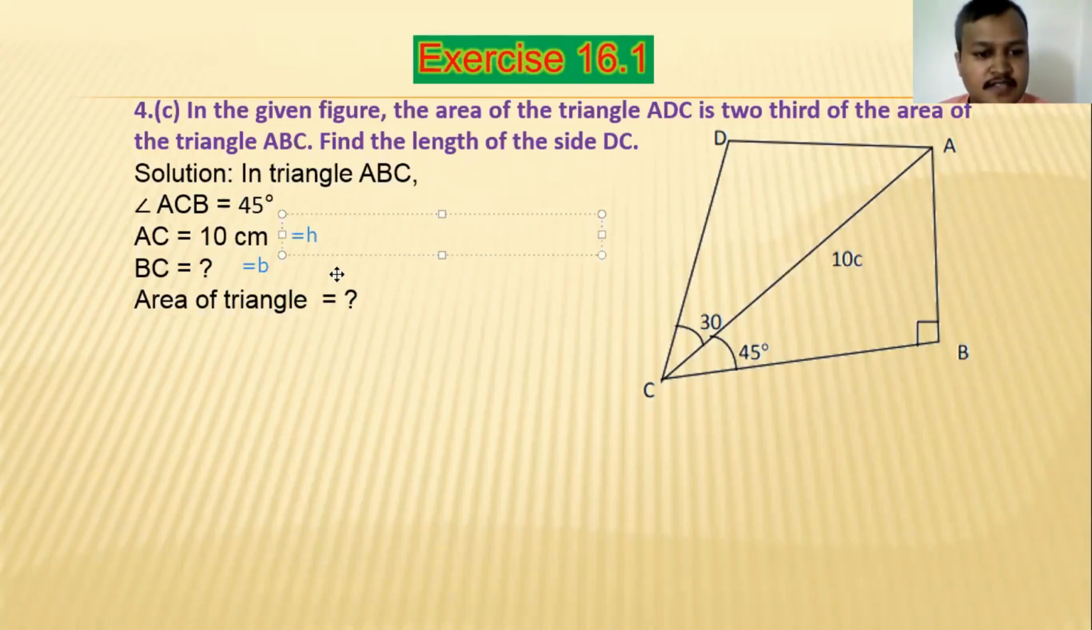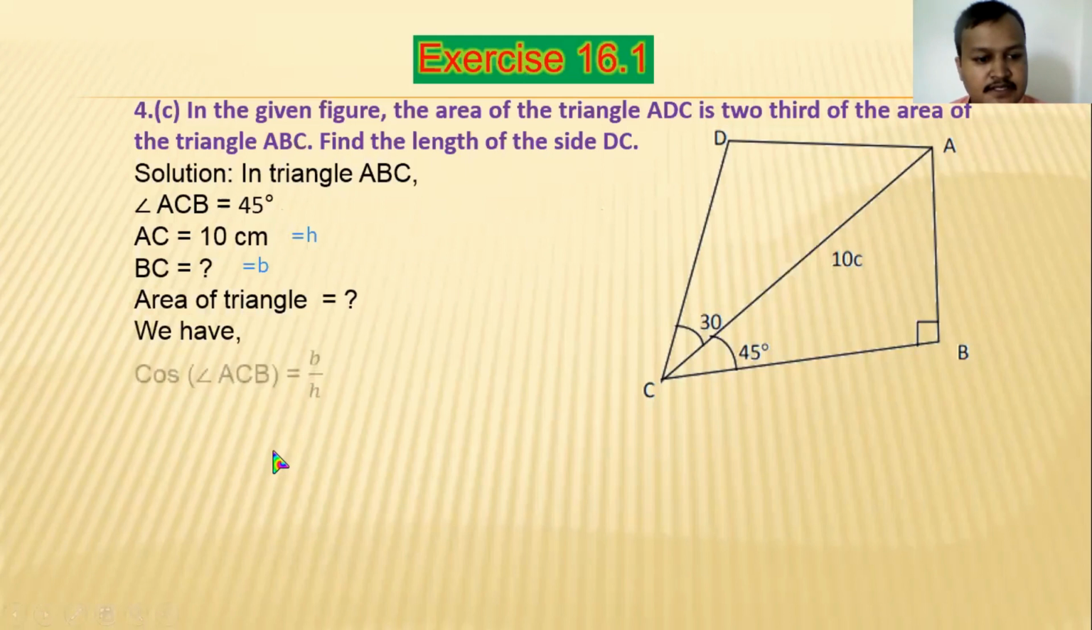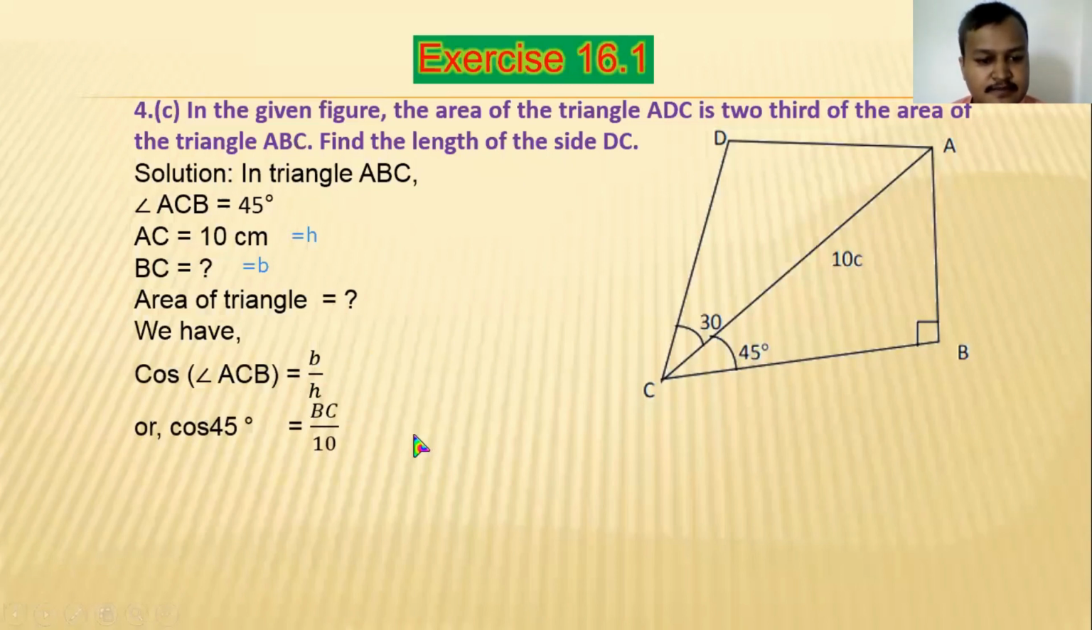The three trigonometric ratios: sin theta is equal to P by H, cos theta is equal to B by H, tan theta is equal to P by B. Out of these, which one do we have to use? Cos, B by H, because B and H both are here. Yes, we are going to use the same one. Cos theta, cos angle ACB is equal to B by H. Put the values of B, H as well as ACB. Cos 45-degree, angle ACB is 45-degree. B means base BC and hypotenuse is 10 centimeter.